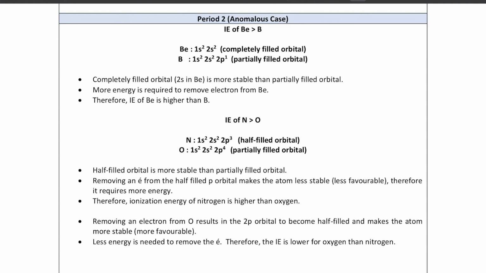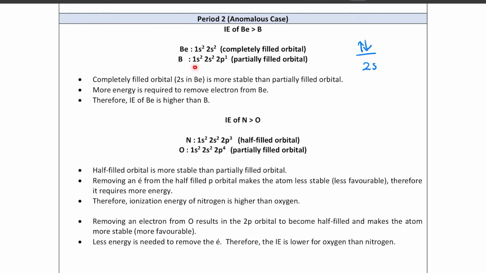Alright, so let us look at period 2 anomalous case. Okay, specifically kepada anomalous case sahajalah. Okay, so this is beryllium punya electronic configuration. This is boron punya electronic configuration. So beryllium 4 proton 4 electron. Boron 5 proton 5 electron. Okay, so 1s2 2s2. So 2s2 is completely filled lah. Sebab apa completely filled? Kena ingat balik. Memang 2s ada 1 orbital sahaja. So dalam ni can fit 2 elektron sahajalah.